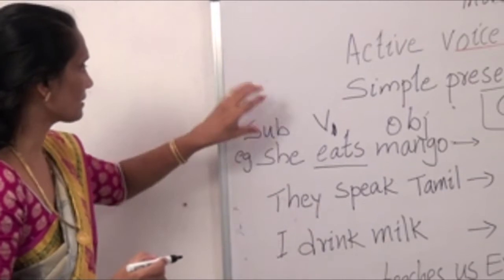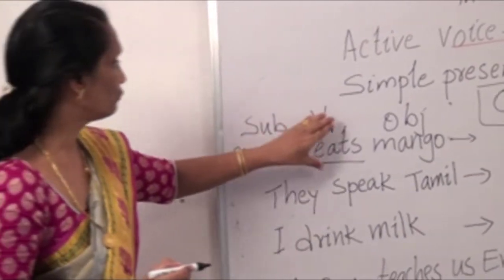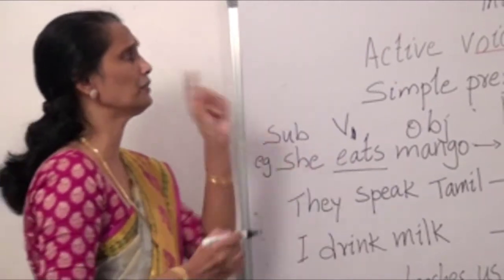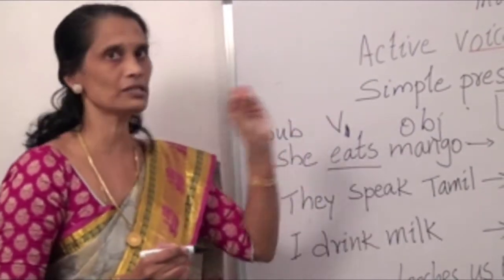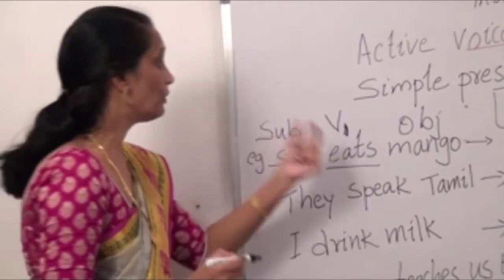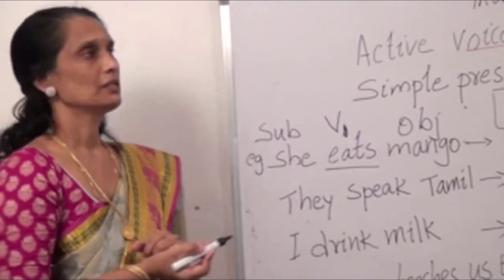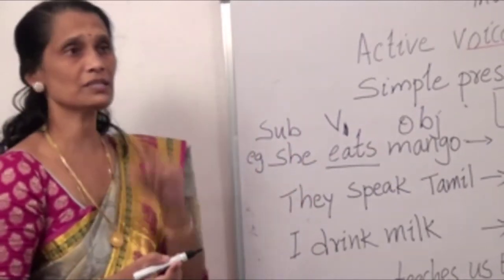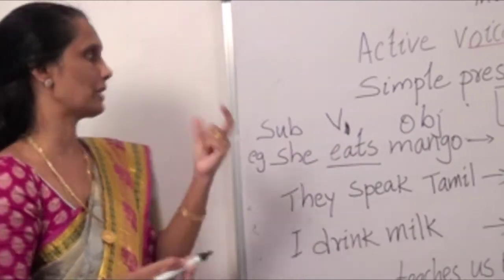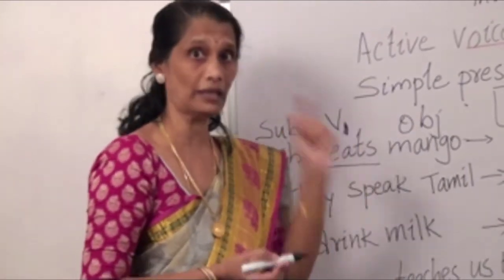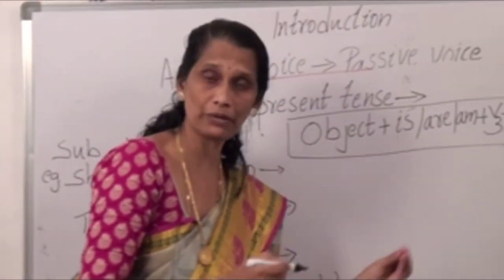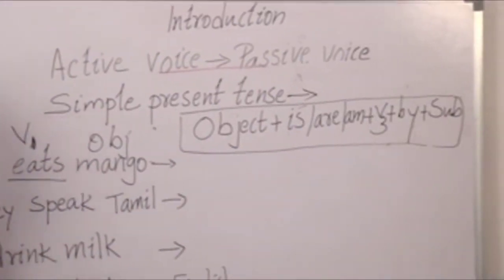So here we have subject, verb and object. Whenever you are writing a passive voice sentence, first of all you have to see the verb: in which tense it is. That is the first thing you should know. Now we understand eats is in simple present tense. Simple present tense means we have to apply which formula? Object plus is or am plus V3 plus by plus subject.